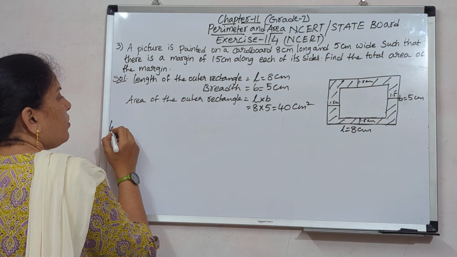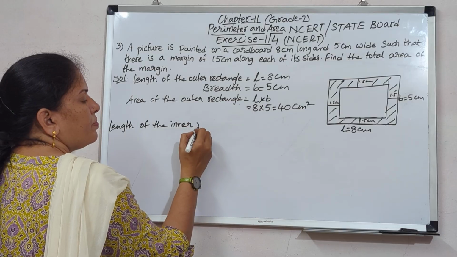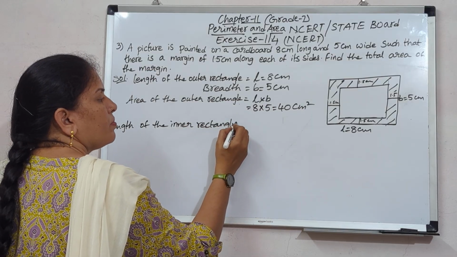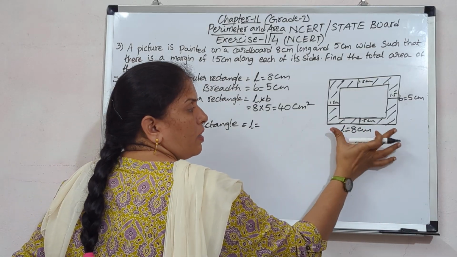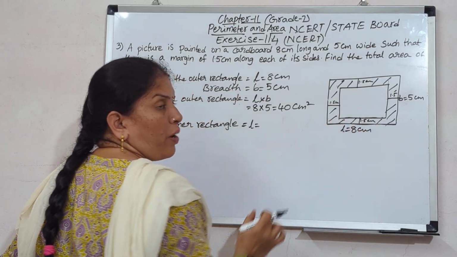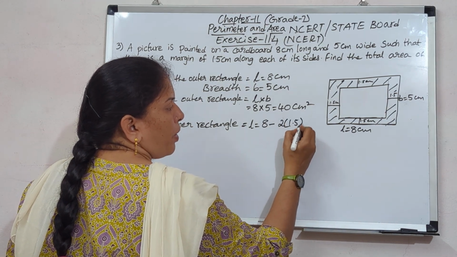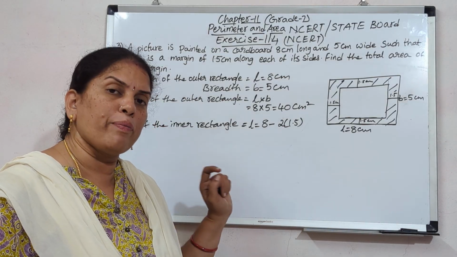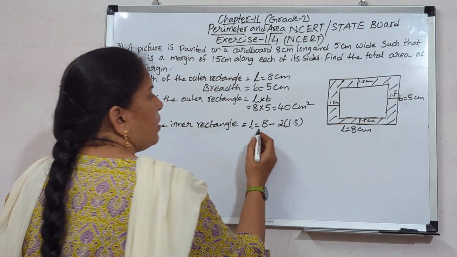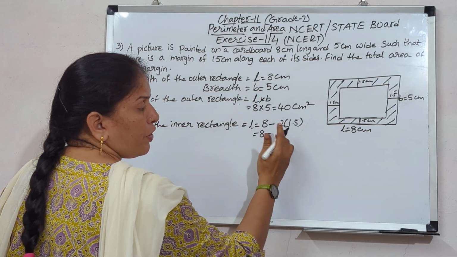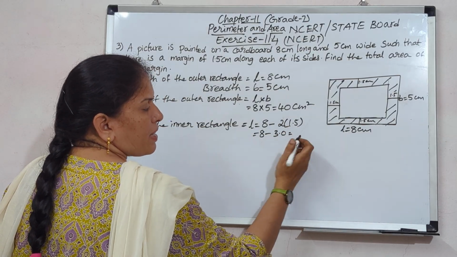Now, length of the inner rectangle. What is the length? L equals total length minus 1.5 and 1.5, both subtracted. That means 8 minus 2 into 1.5. Why am I writing 2 times 1.5? Because you are subtracting 2 times: here 1.5, here 1.5. So 8 minus 2 times 1.5. 2 times 15 is 30, and a point after 1 digit, so 3.0. 8 minus 3 is 5.